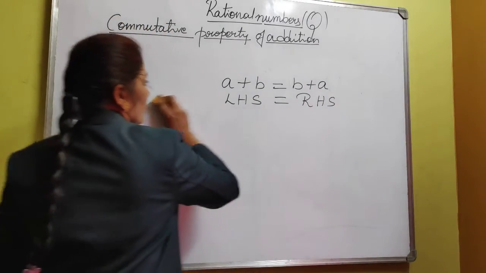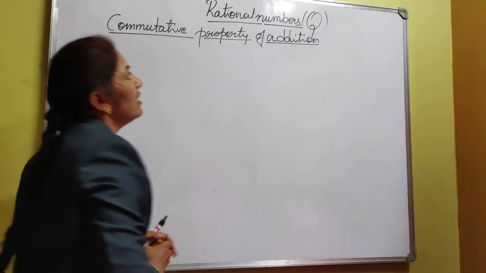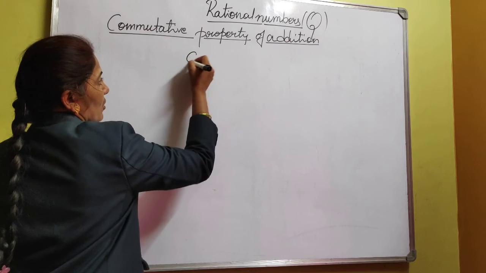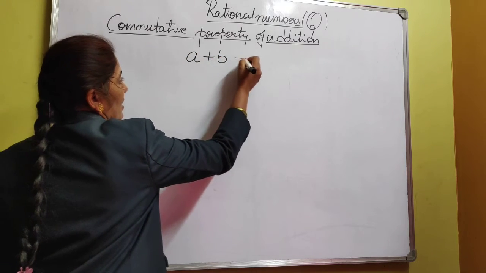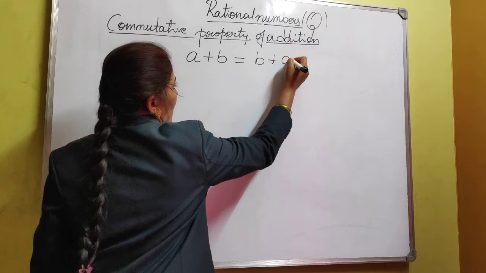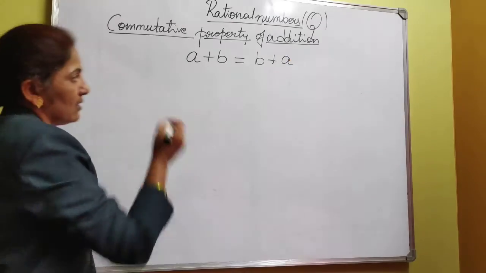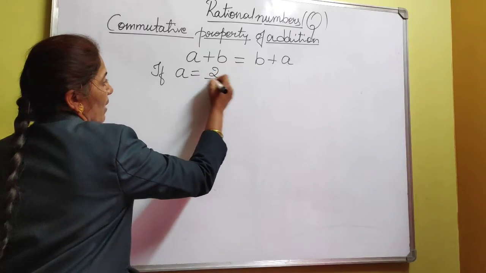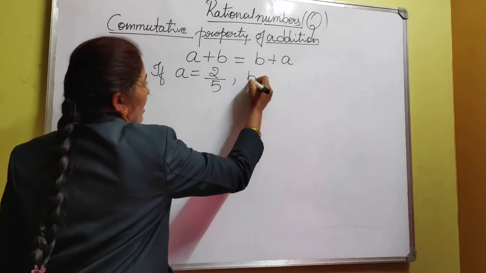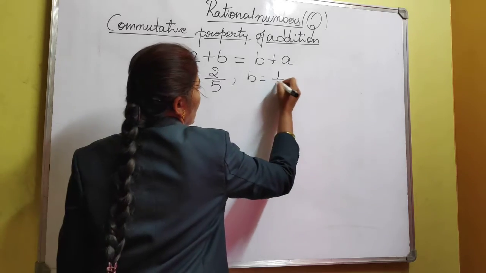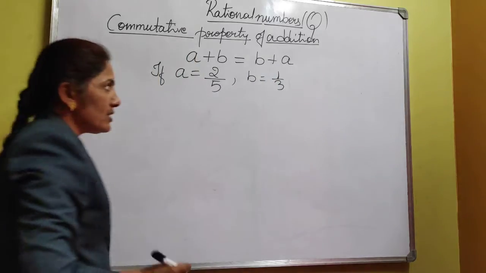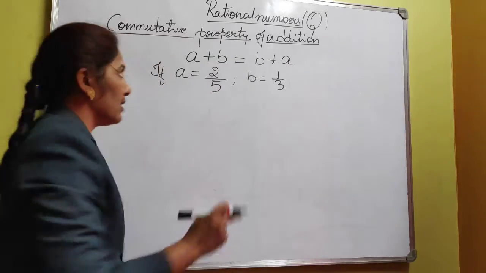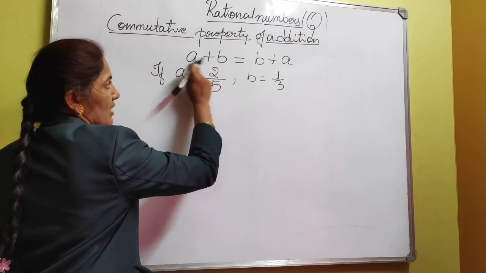So this is all about the commutative property of addition. Let us check whether this commutative property of addition is satisfied by the rational numbers. The commutative property of addition tells you that A plus B is equal to B plus A. I will consider A equal to 2 by 5 and B equal to 1 by 3. First I will write the LHS value, that is A plus B.